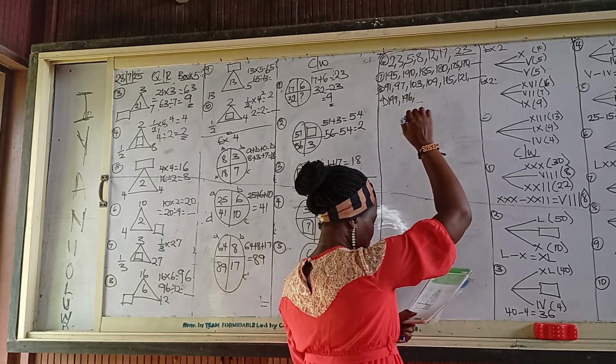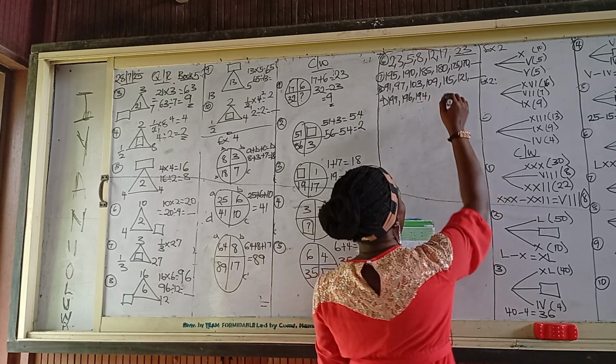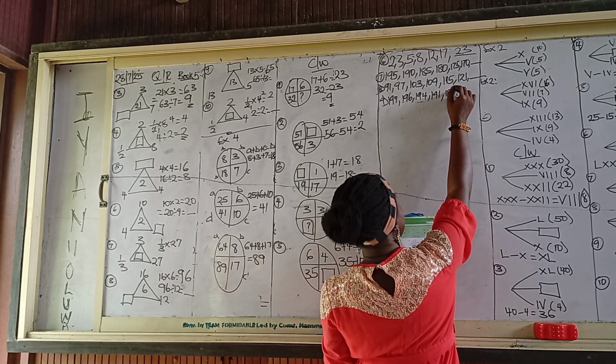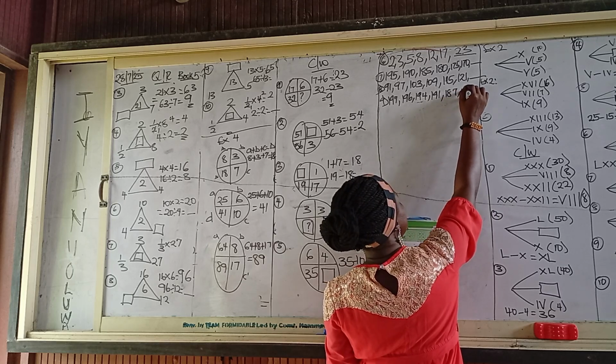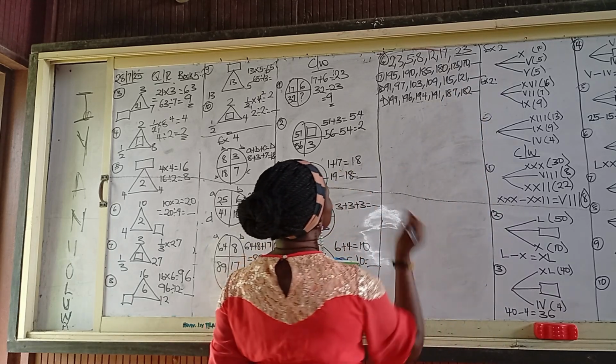Number 9: 197, 196, 194, 191, 187, 182, and you look for the next number.